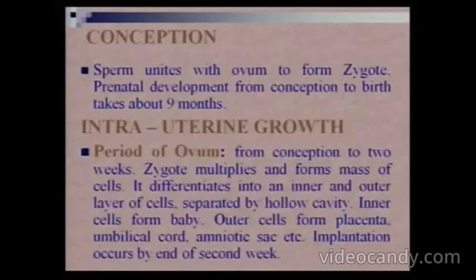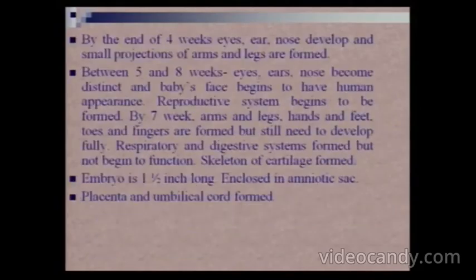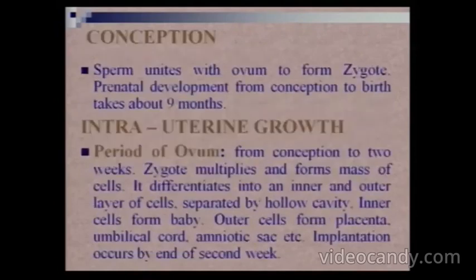So we know that conception happens when the sperm unites with the ovum, and the prenatal development, the period of pregnancy, is up to 9 months. During that period the intra-uterine growth is divided into 3 stages: the period of ovum, the period of embryo, and the period of the fetus. I'll just go back again and we'll take it one by one. So the period of ovum is from conception to 2 weeks.